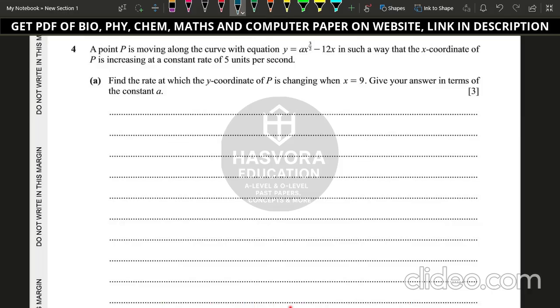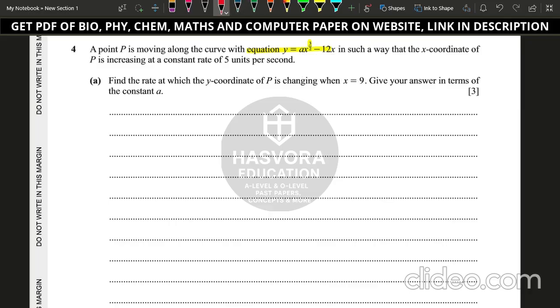Question number 4 says that a point P is moving along a curve with the equation. Now what is the examiner doing here? He is playing with constants again. He has just introduced a constant, which is a, but you have to always treat a constant like a constant. For example, if I had an equation like 5x to the power 3 by 2 minus 12x, this constant will remain unaffected in differentiation. So do not be worried about this type of scenario, just treat it like that.